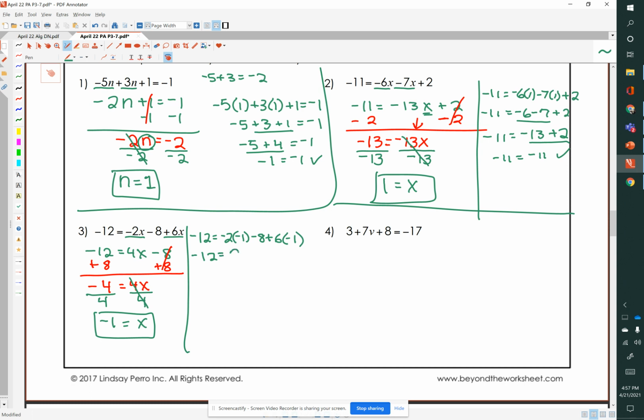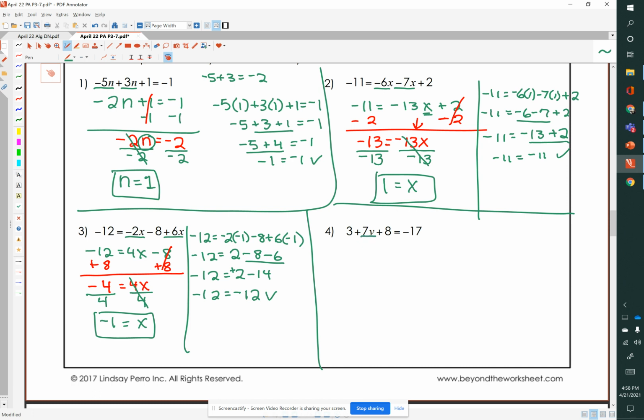Negative 2 times negative 1 is positive 2 minus 8 plus 6 times negative 1 is negative 6. So let's keep evaluating. So let's do this. Negative 8 plus negative 6. Negative 8 minus 6 is negative 14. And remember we have an invisible positive sign there. So 2 minus 14 is negative 12, and our answer checks. So let's go on to number 4.